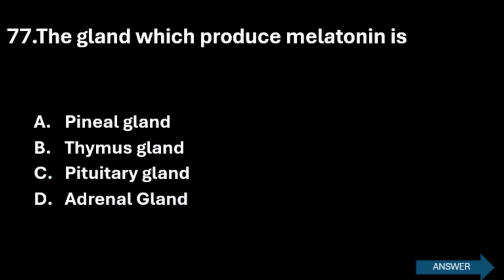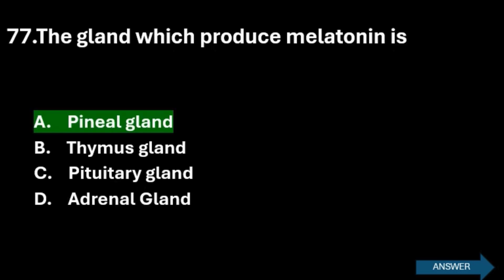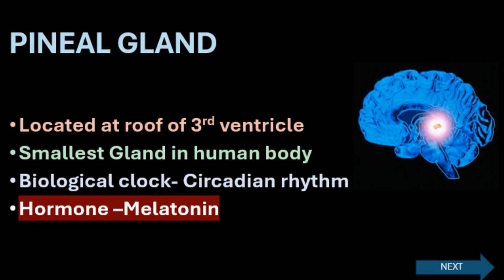Next question. The gland which produces melatonin is: option A, pineal gland; option B, thymus gland; option C, pituitary gland; option D, adrenal gland. The right answer here is option A, pineal gland. Pineal gland is located at the roof of third ventricle. It is the smallest gland in human body. You can see the location here.